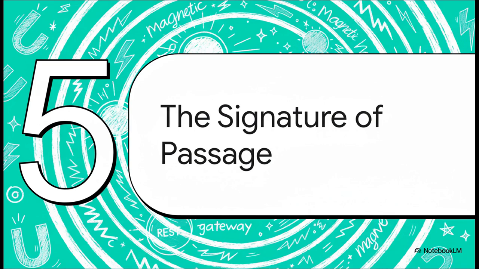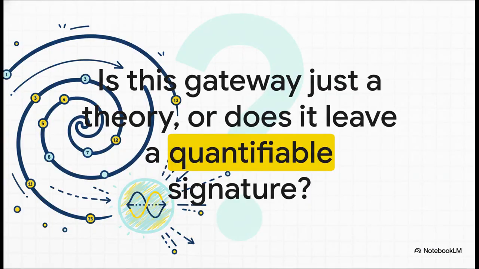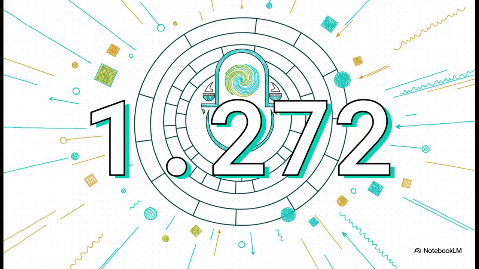But you know, a theory is only as good as its predictions. If this gateway is a real thing, it can't just be a neat concept. It has to leave a clear, measurable signature in the physical world. So, the big question is, can we actually test this? If energy is really flowing through this special geometric gateway, it should leave behind a unique, predictable fingerprint that we can actually go out and measure. And according to the framework, the answer is a resounding yes.